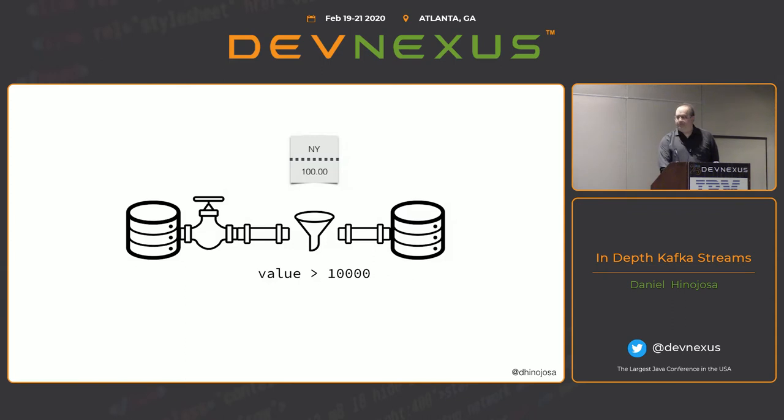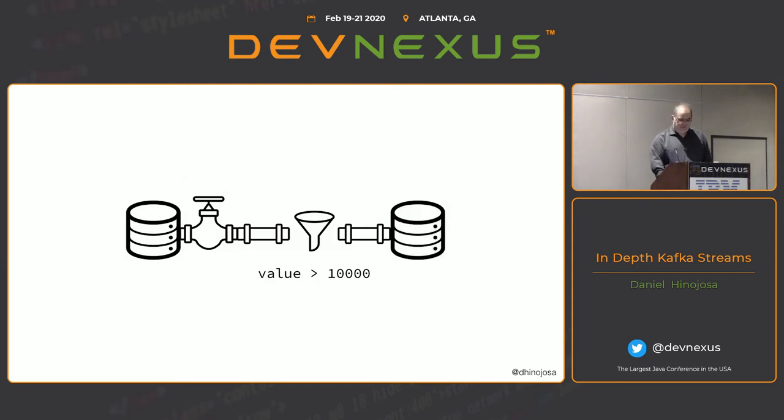High value orders. If it meets that criteria, dump it, but this one didn't, so it won't meet that criteria. But let's say I have an order from Ohio for 20K. That meets the criteria for it being greater than 10,000, so let's go ahead and put that into that new topic.